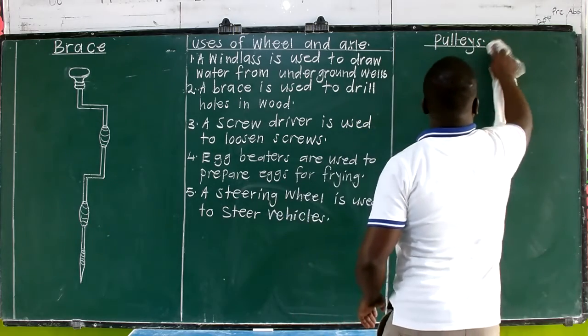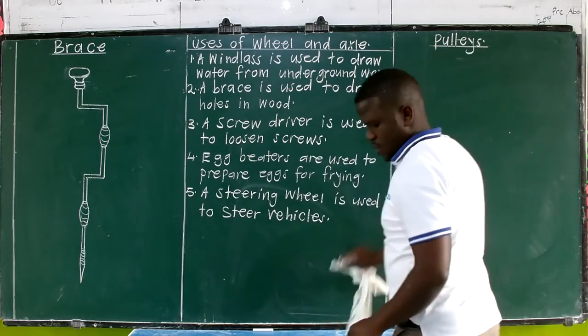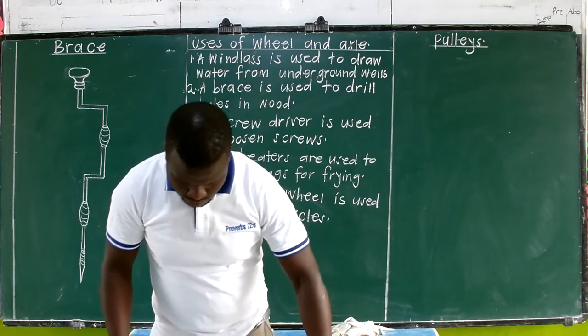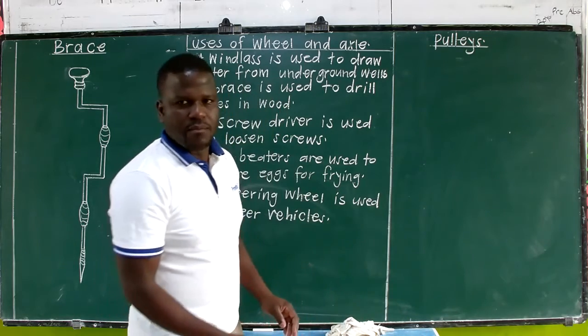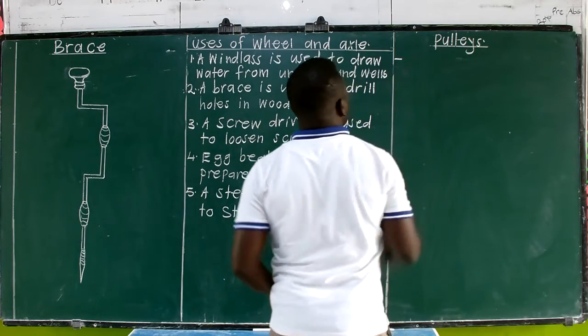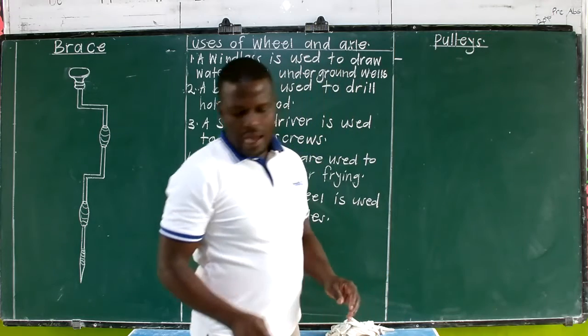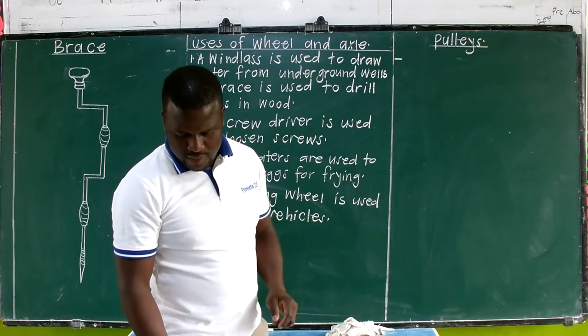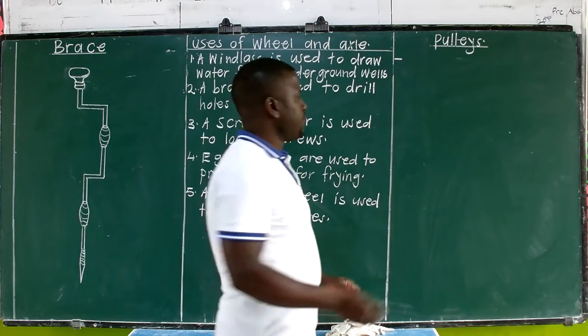What is a pulley? A pulley is a wheel with a grooved rim.